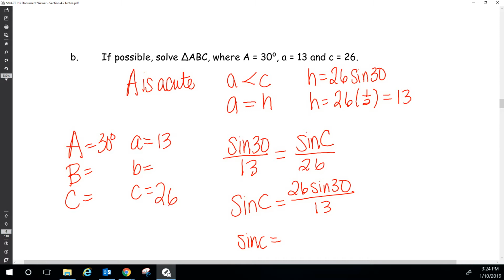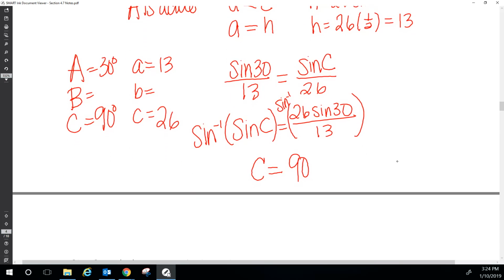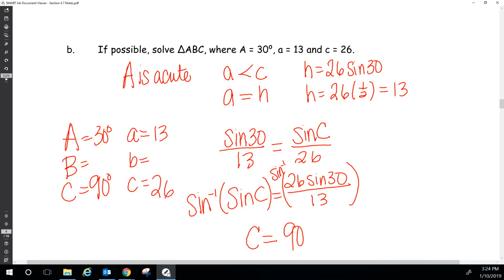And so sine C is 26 times sine 30 divided by 13. You can plug this into your calculator and do the inverse. We can do this in our head, we don't really need a calculator, but so I don't confuse the process, we're going to take the sine inverse of both sides. Sine inverse and sine cancel each other out, so I get C is equal to, and when I plug this into my calculator, I get 90. So this is 90 degrees. Before, I've been telling you you can't use the Pythagorean theorem because we don't have a right triangle, but now that we have a 90 degree angle, we totally could. That being said, I'm going to stick to the law of sines because it works the same way, and then I keep the process the same for you guys.